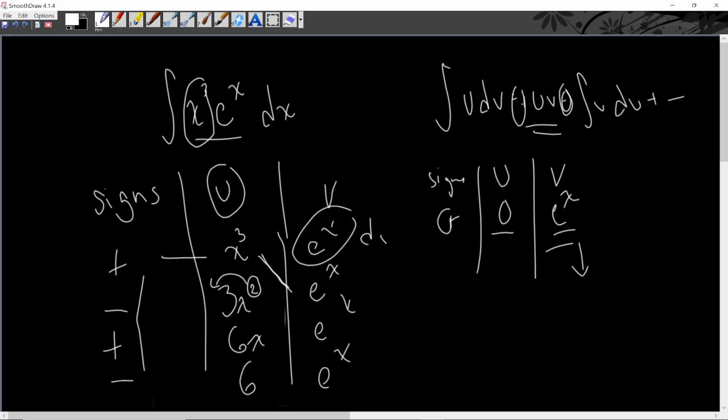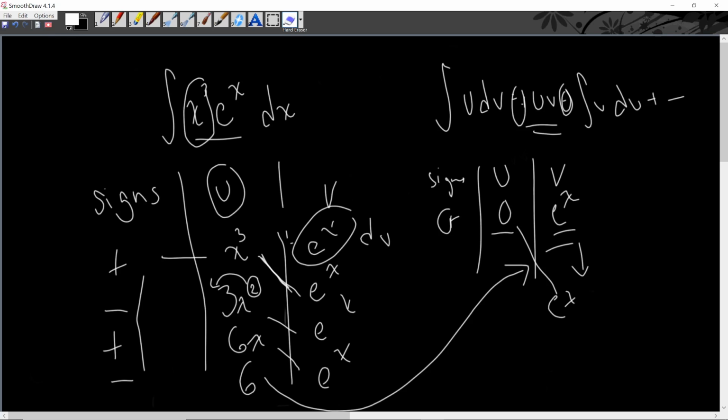But if this is dv, we do not multiply across. We multiply across this diagonal, so that if this is v, we're doing u times v, right? And then this is going to be plus uv minus v du. So minus this times this, plus this times this, minus 6 times e to the power of x. And then you could have an e to the power of x down here, and then do plus 0 times e to the power of x, but I don't think it's really necessary to show that 0 times anything is 0. So we simply stop at that 6 times e to the x.